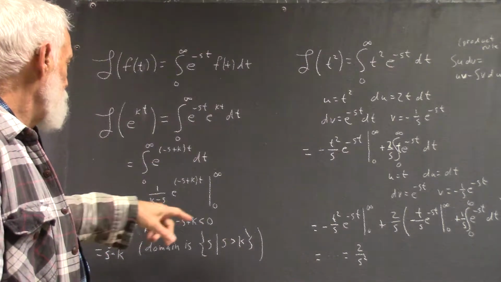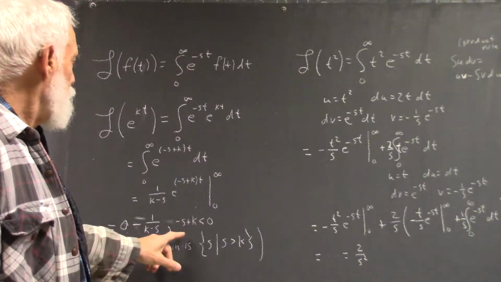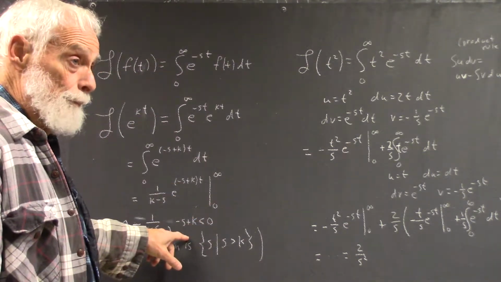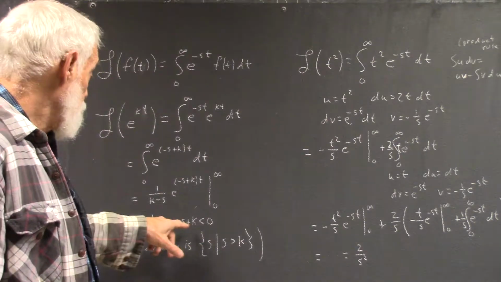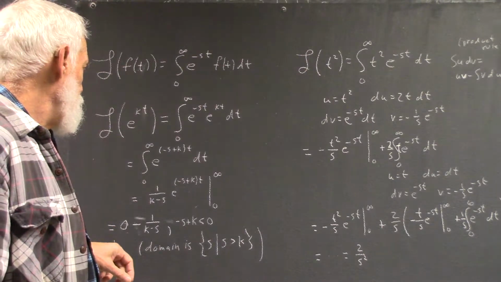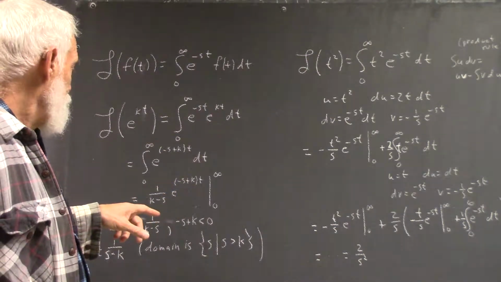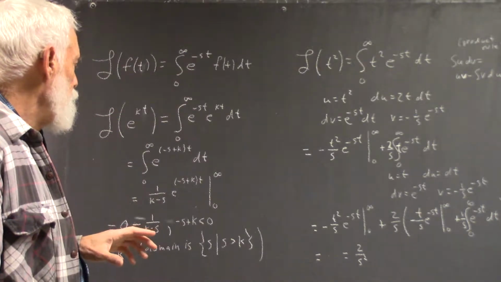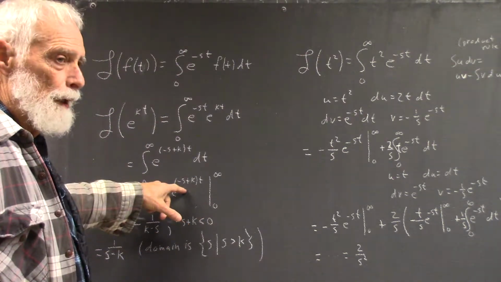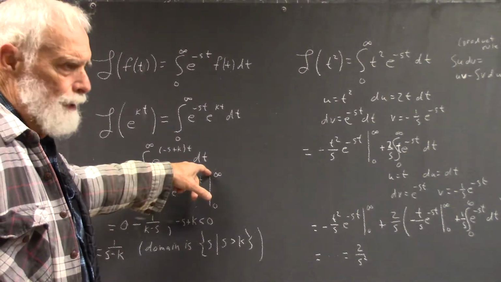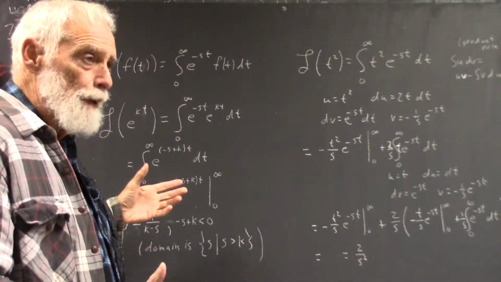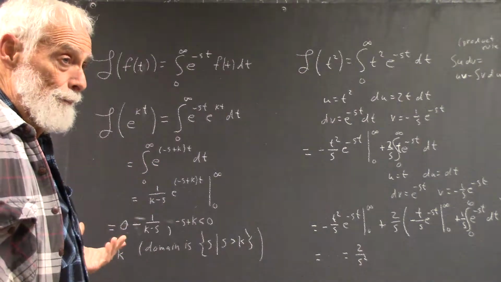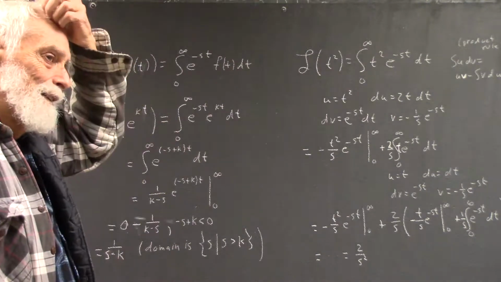So the limit at infinity, as long as negative s plus k is negative, the limit at infinity is going to be 0. Now this is kind of important, okay? Because you have to be careful about the domain of this thing. If negative s plus k is not less than 0, if it's greater than 0, you're going to have a positive exponent on the exponential, and you're going to take the limit of that as you approach infinity. That's going to blow up really fast, so it's going to be divergent. It's not going to do you any good, okay? Infinity is not a good answer here, okay?